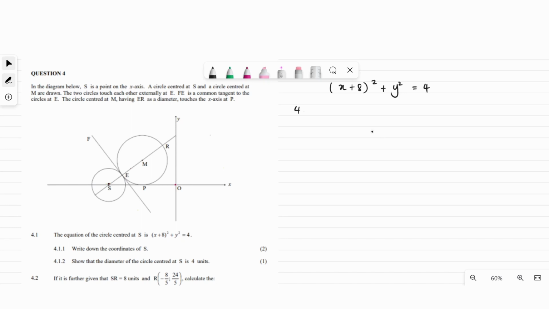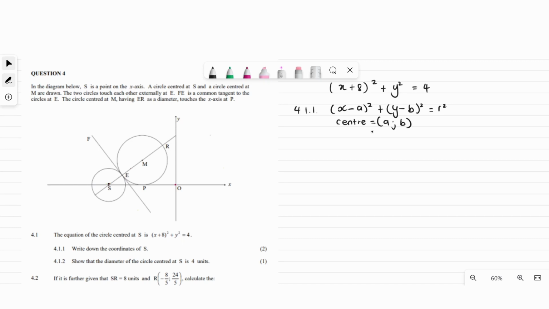Then 4.1.1 says write down the coordinates of S. What's S? S is the center. Let me write the standard equation for the circle so that you can see how to get the center. If we have x minus a all squared plus y minus b all squared is equal to r squared, the center coordinate is (a, b). You change the sign: if it's negative a, it becomes positive, and if it's negative b, it becomes positive. That's how you find the center.